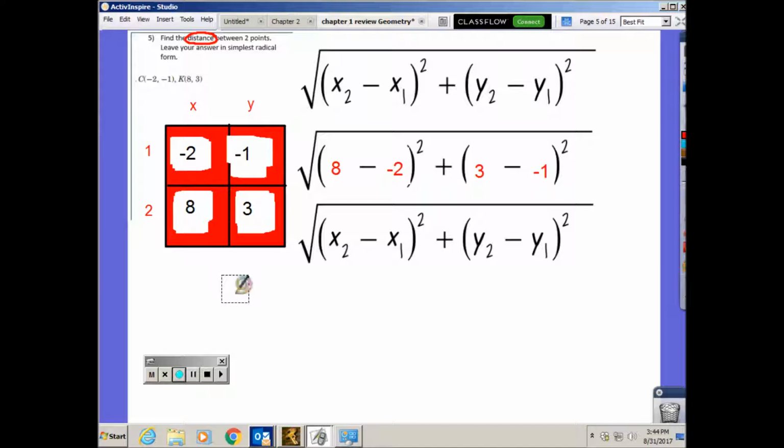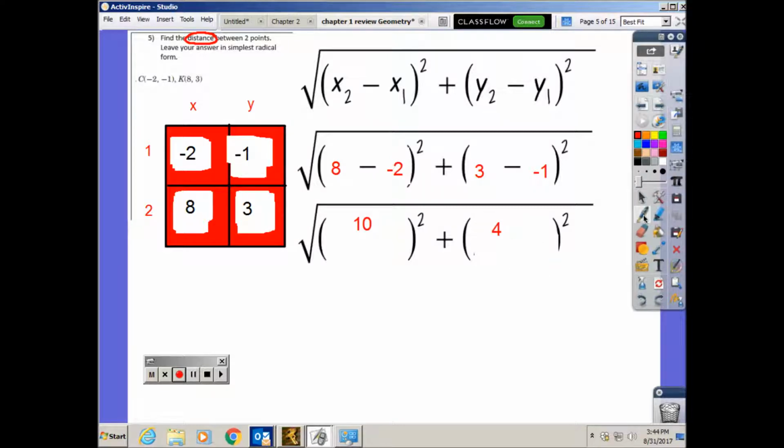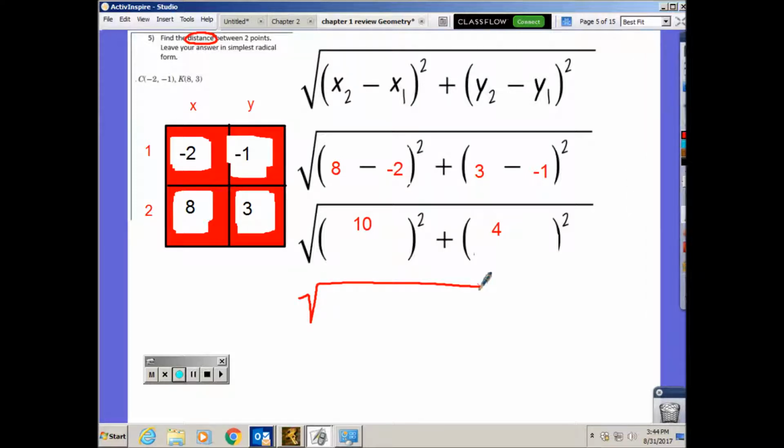Now I can start combining. 8 minus -2: subtracting a negative is the same as adding a positive. That gives me 10. And 3 minus -1 is the same as 3 plus 1. That gives me 4. So now, 10 squared is 100, plus 4 squared is 16. The question said to leave my answer in simplest radical form.